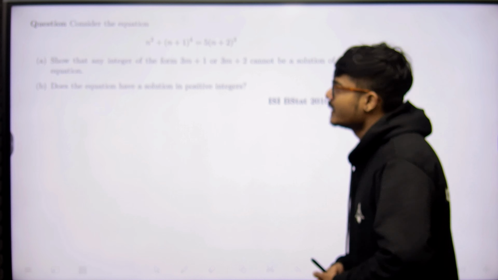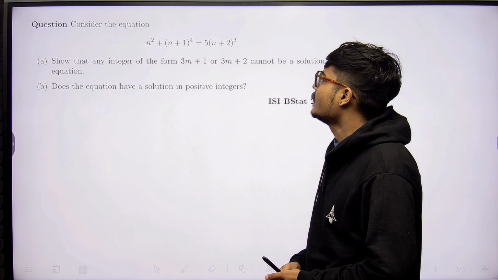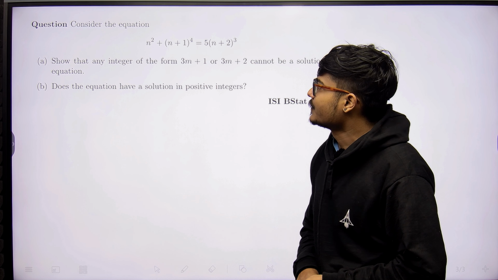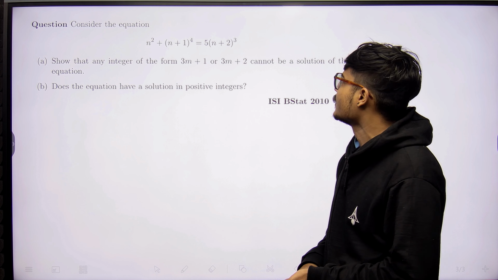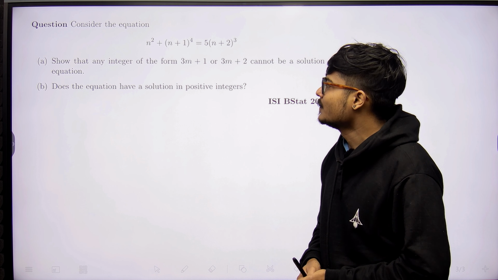ISI CMI 2010. So consider the equation (n² + n + 1)⁴ = 5(n + 2)³. The first part is: show that any integer of the form 3n + 1 or 3n + 2 cannot be a solution of this equation. And the second part is, does this equation have any solution in positive integers?